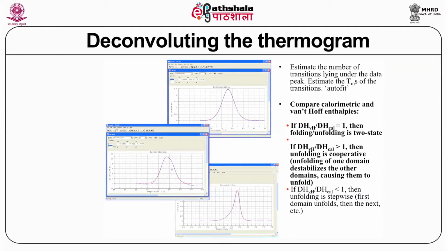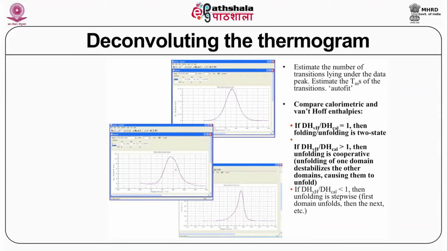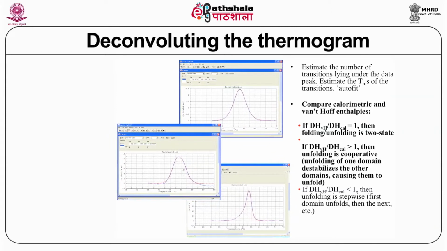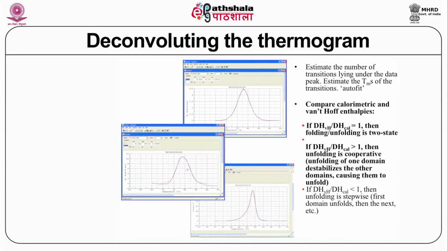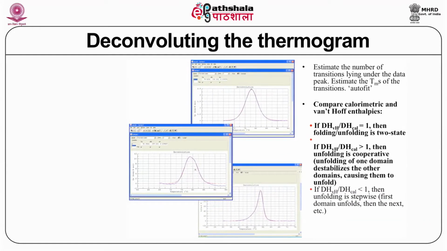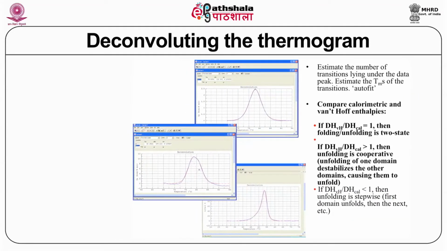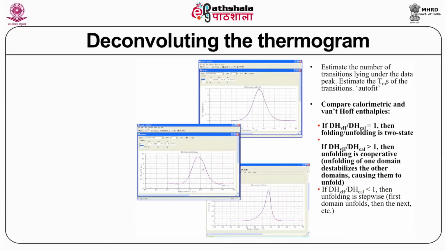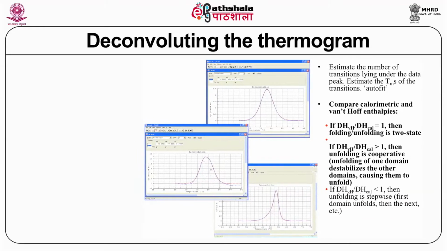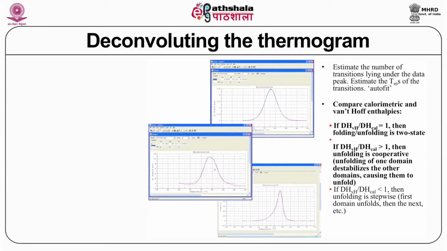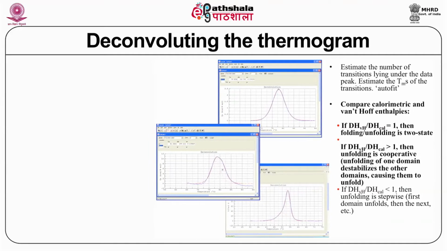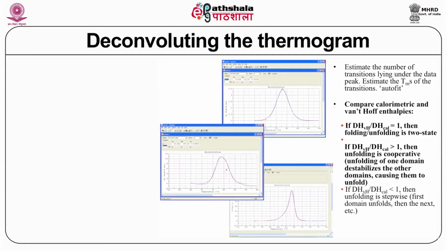So, the ratio equal to 1 is a two-state phenomenon, greater than 1 is a cooperative phenomenon, and less than 1 means it is unfolding in a stepwise phenomenon, one after the other. So, when you have more than one binding site, this kind of change in the comparative heat changes will tell you what type of binding it is. So, that is a very interesting part of this DSC.